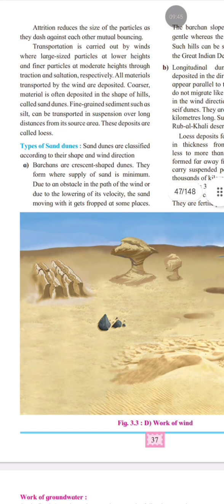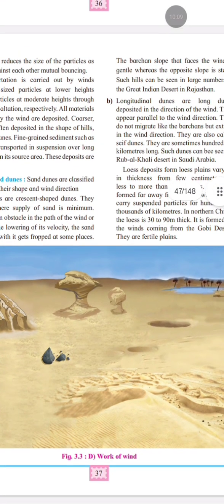Now, what are the types of sand dunes? First is barchans. Barchans are crescent-shaped sand dunes. They form where the supply of sand is limited. The slope facing the wind is gentle while the opposite slope is steep. A large number of barchans can be seen in the Great Indian Desert of Rajasthan.